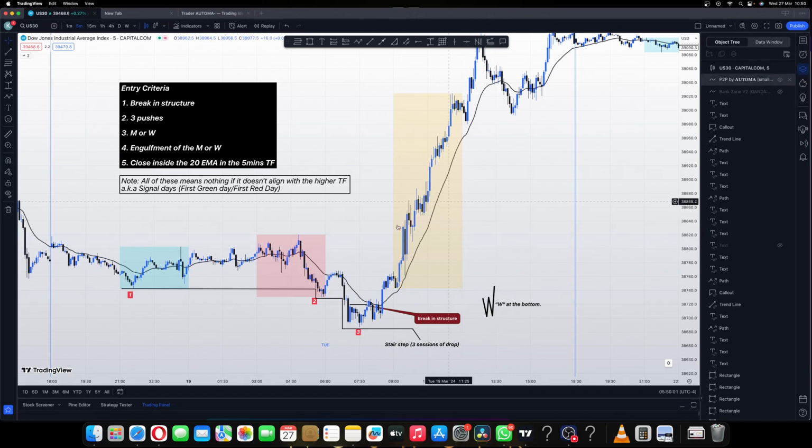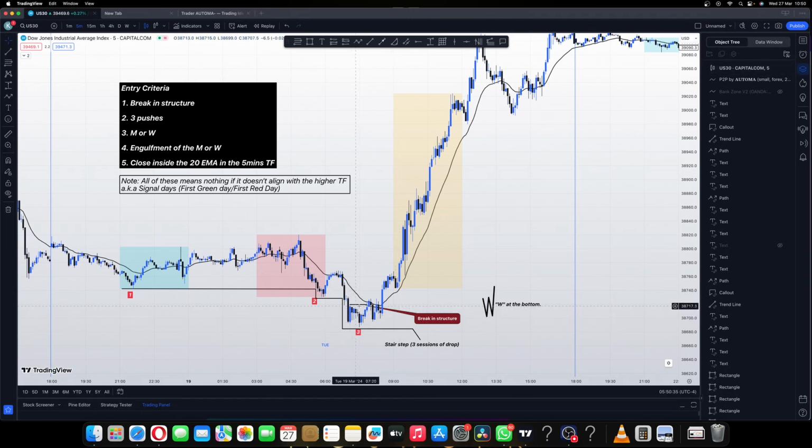And this thing occurs in every pair. It's not just US30. I just love US30. That's just it. And also, back to the tutorial. Break in structure, W at the bottom, and an engulfment of the W. Because this is a buy low, we're looking for a W at the bottom. If it's a sell high, we're looking for an M. This is a relatively double bottom, which is what the W is, or sometimes a triple bottom and all.